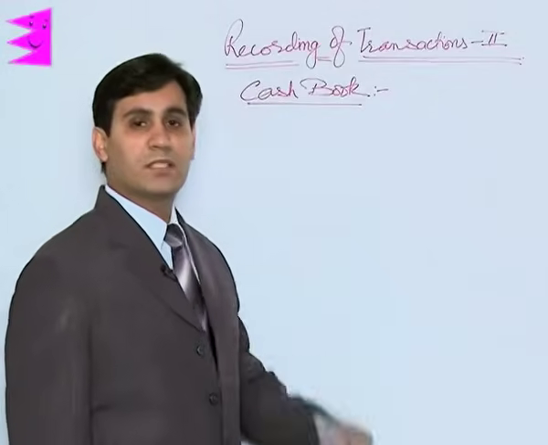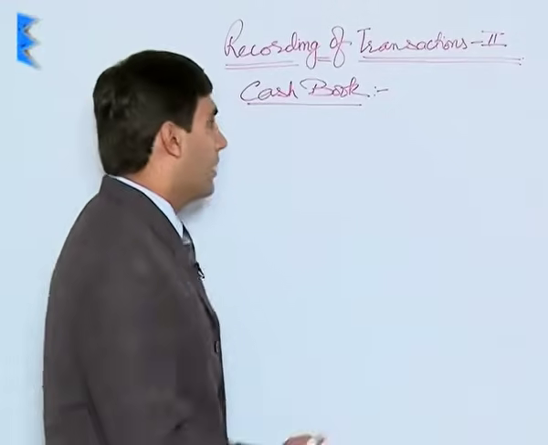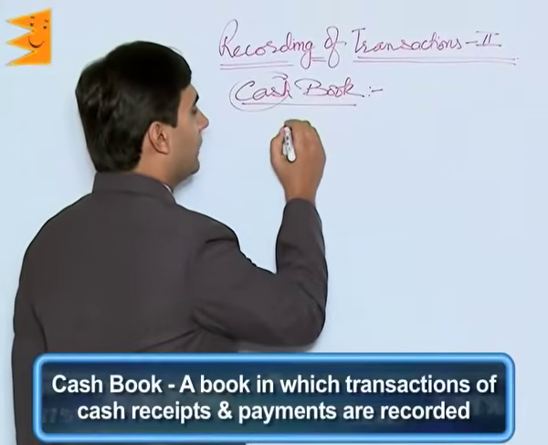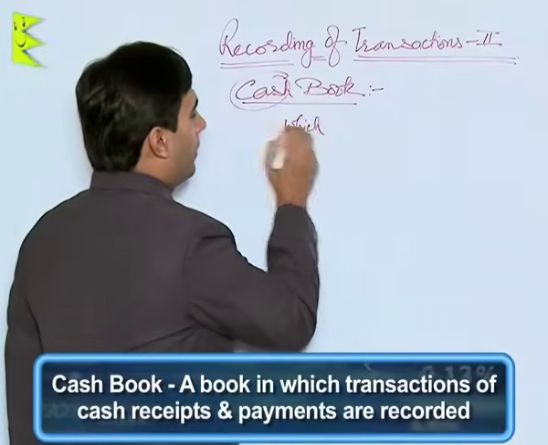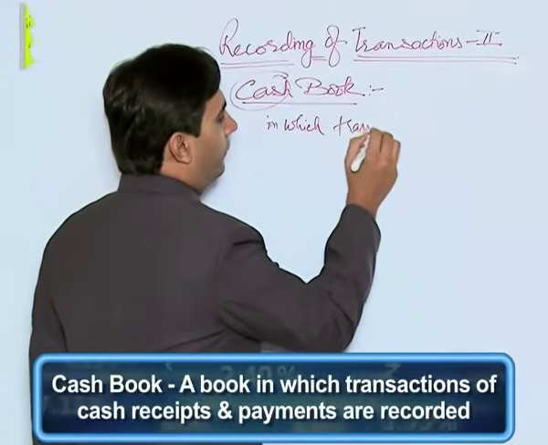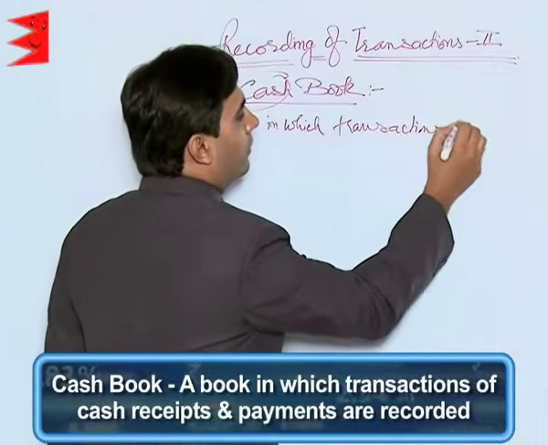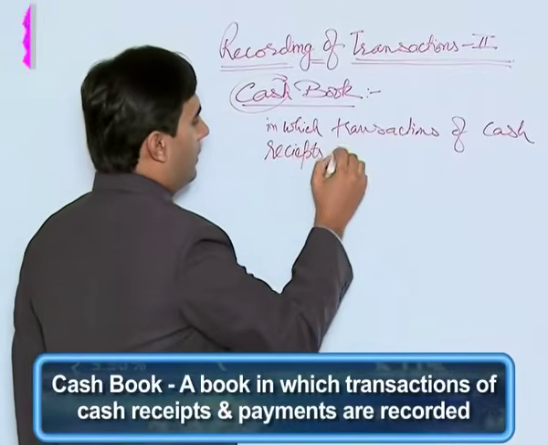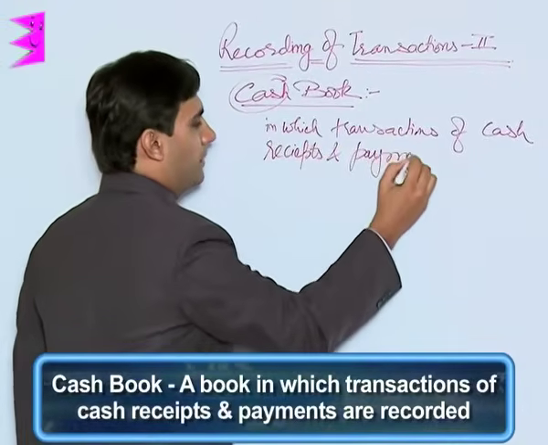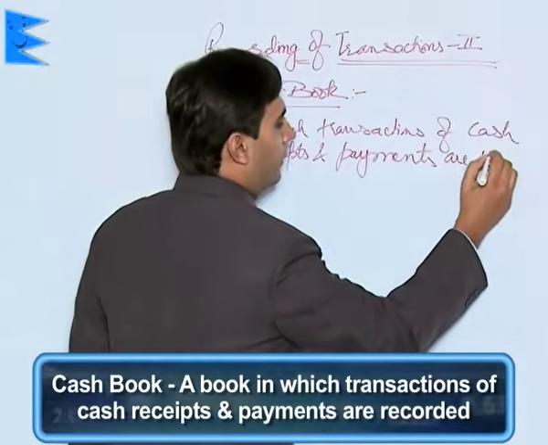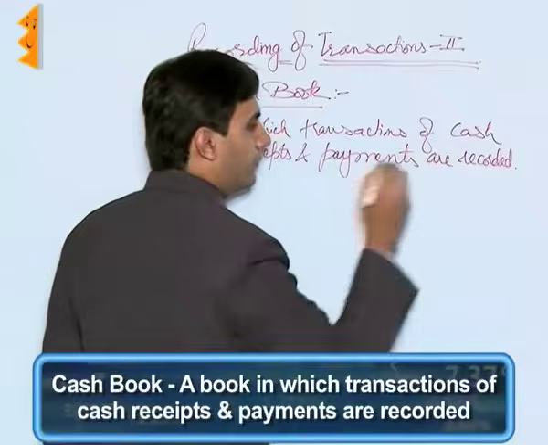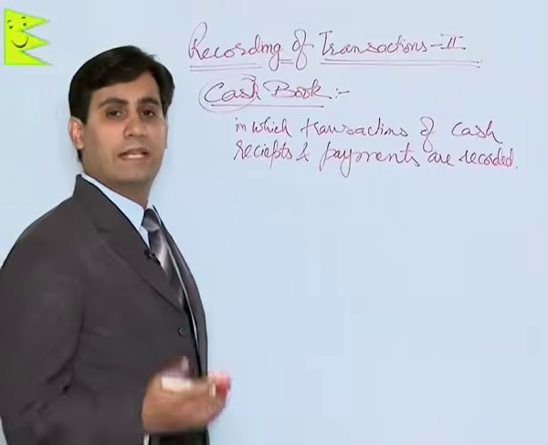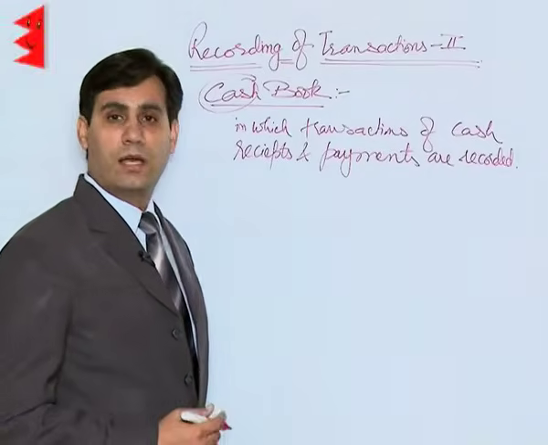Now first of these books is cash book. As the name suggests, cash book. What is a cash book? Cash book is a book in which transactions of cash receipts and payments are recorded. It is a book which is maintained on cash basis, in which only those transactions in which we are either receiving cash or we are paying cash are recorded.